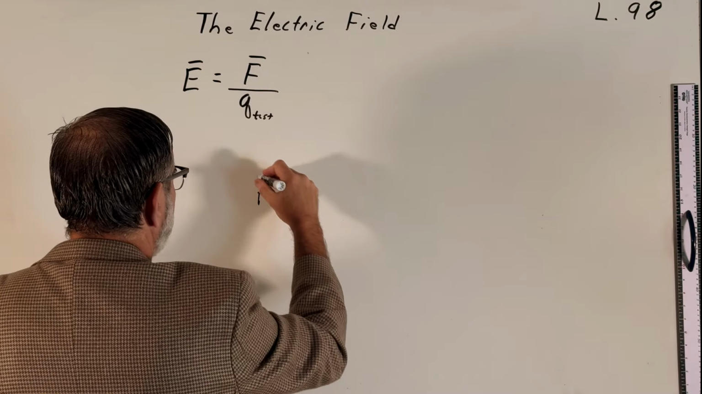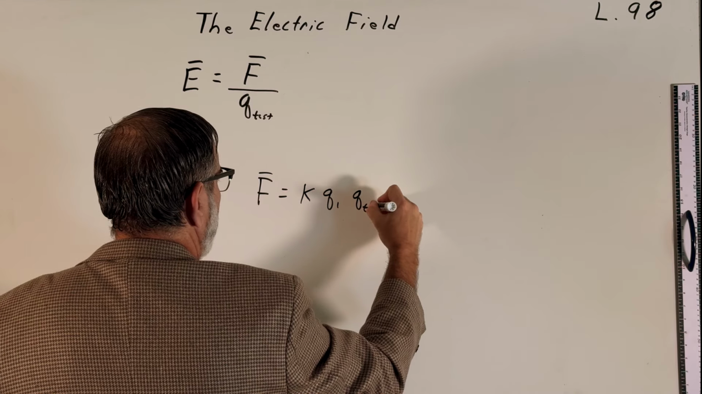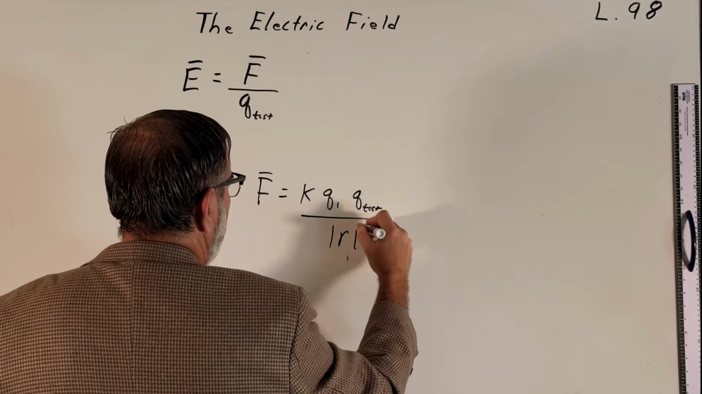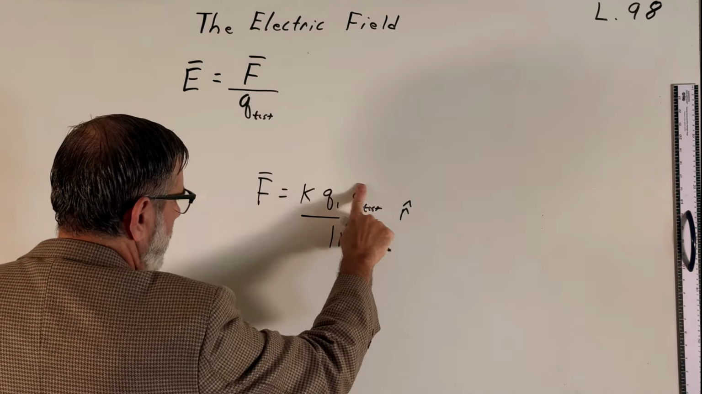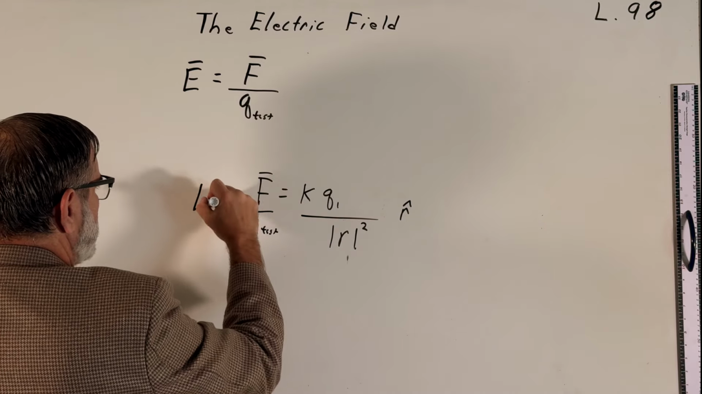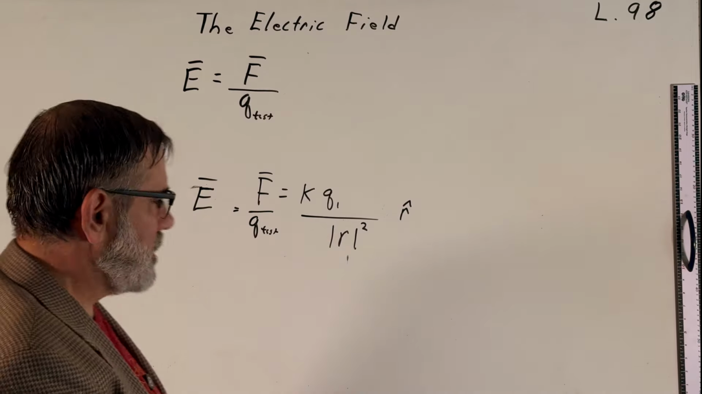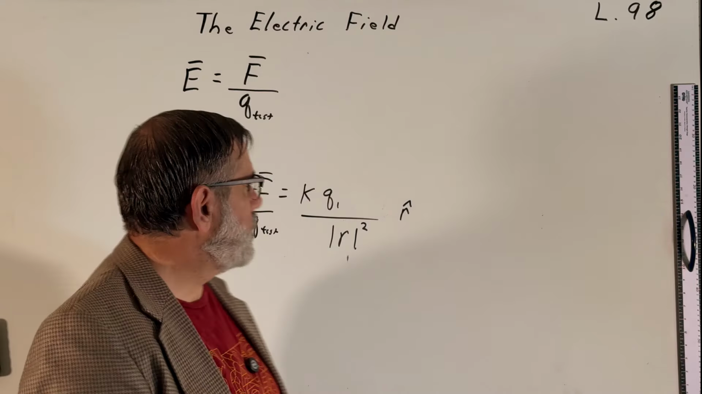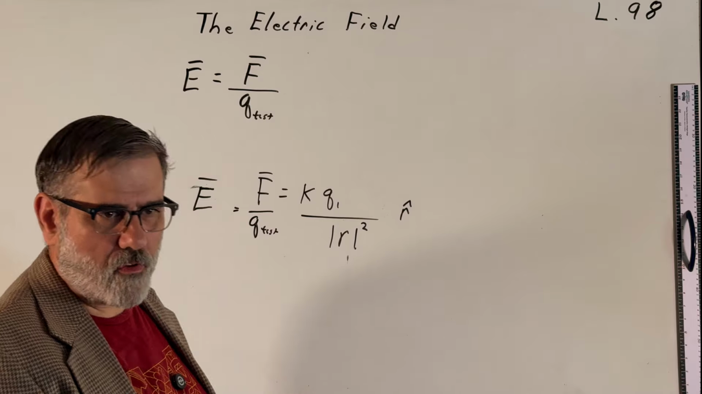So remember, Coulomb's law was K, I'm going to say Q1, and here I'm going to call it Q test, over R squared, R hat. If I simply move this test charge over here, then I can call this E. Does that make sense? So if I want to know what the force on my test charge is, all I need to do is multiply the electric field times my test charge in coulombs, and that will give me the force I feel there.